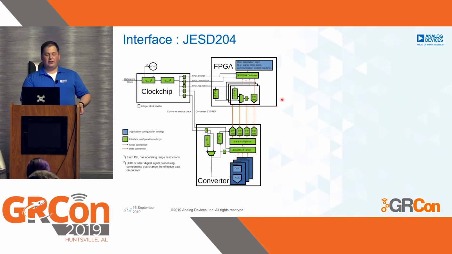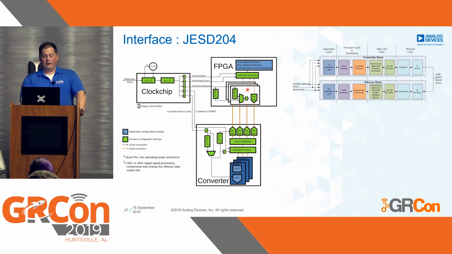For things like JESD204, which a couple of people later will be talking about this week, they actually have a high-speed serialized interface. So the data comes from the ADC, gets translated into a high-speed SerDes, and then goes into the FPGA and gets deserialized. So it actually has this entire stack, which includes an 8B/10B encoder.